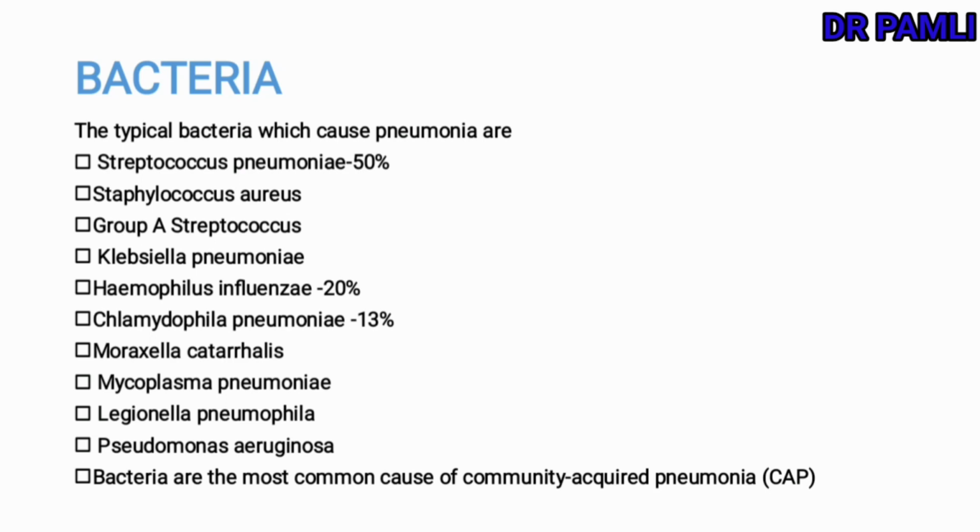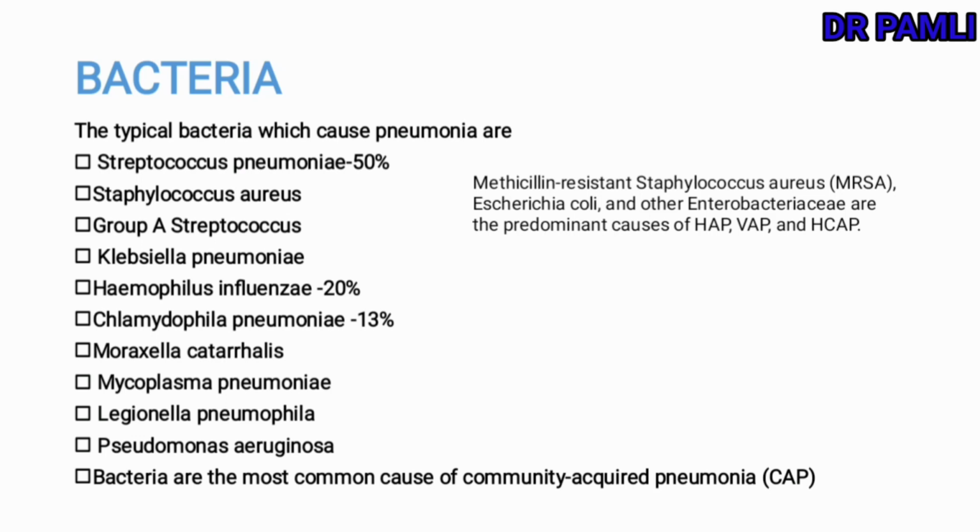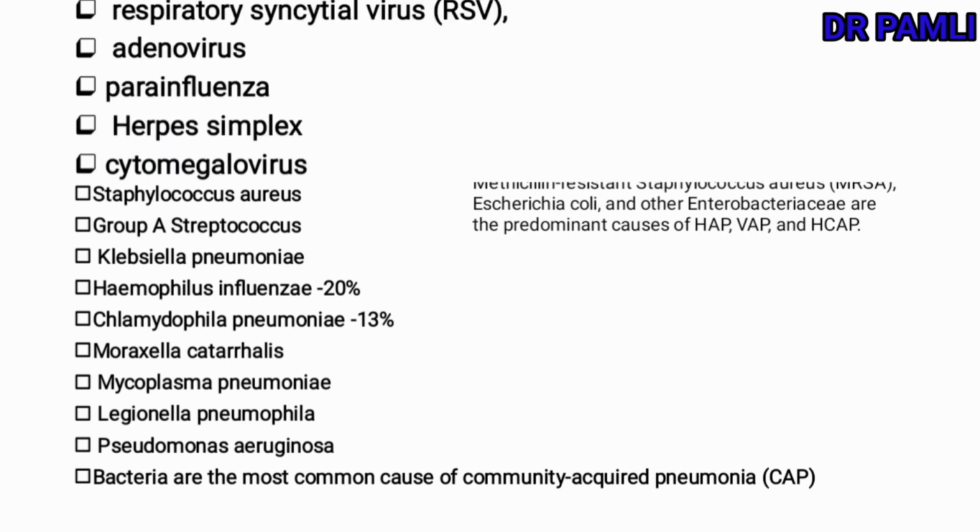Now, bacteria are the most common cause of community acquired pneumonia, and methicillin-resistant Staphylococcus aureus, that is MRSA, Escherichia coli, and other Enterobacteriaceae are the predominant causes of HAP, VAP, and HCAP, as I've mentioned in the previous slide.